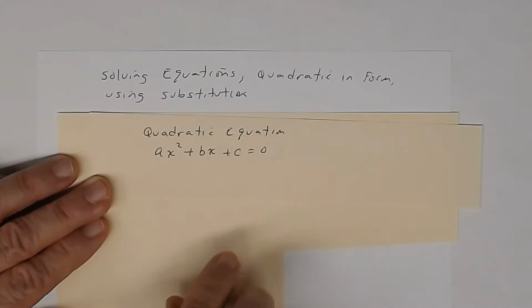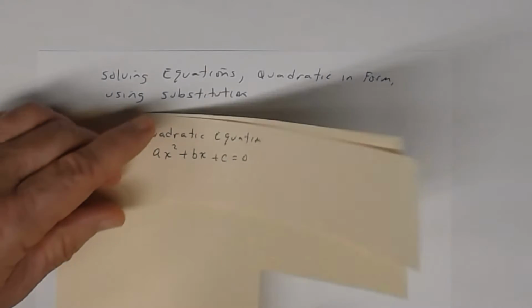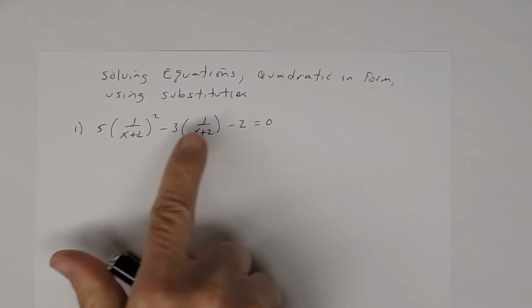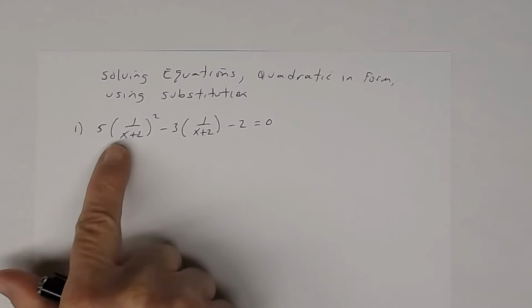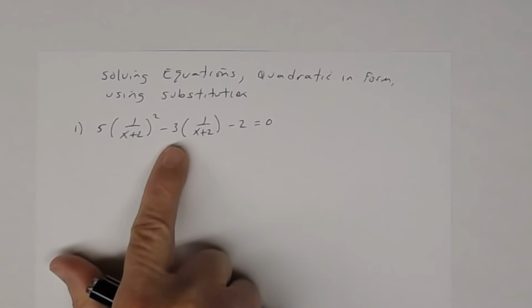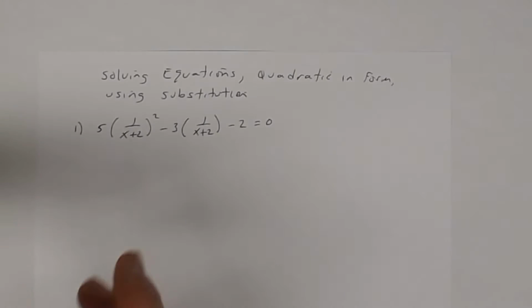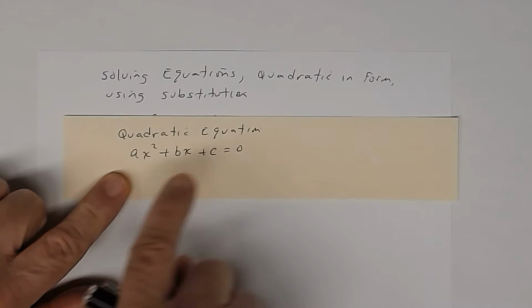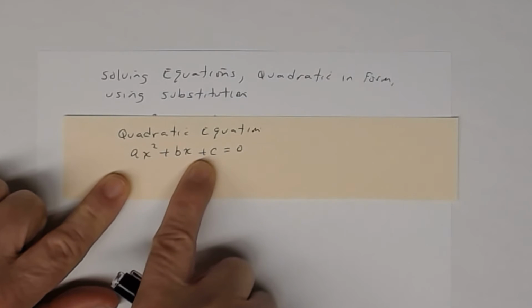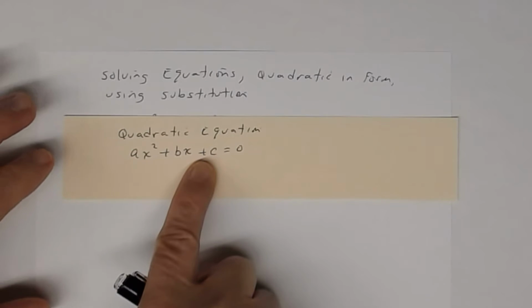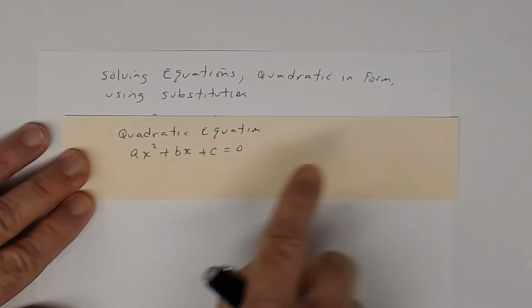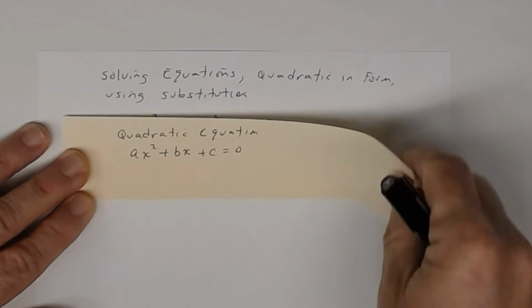So when we solve these problems, for example, the first one I'm going to look at, it looks pretty complicated as it is, but it really is not, because once we use that substitution, we're going to get a very nice quadratic equation that's going to be in this form, and it'll be easy to factor. So the examples we're going to use will be factorable. Okay, so let's look at the first one.